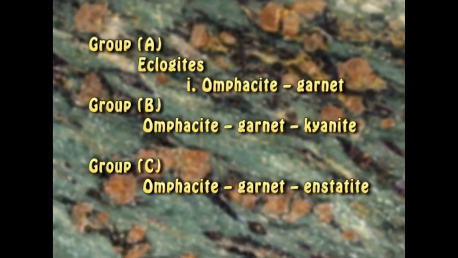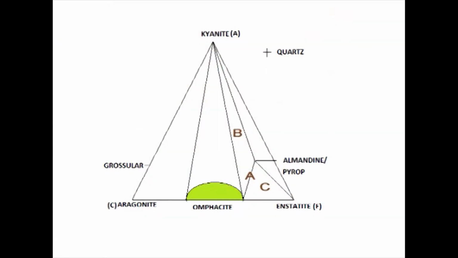Mineral assemblages. On the basis of common assemblages, we can observe three types of eclogites. Group A eclogites contain omphacite and garnet. Group B contain omphacite, garnet, kyanite, and group C contain omphacite, garnet, enstatite. If you see the triangular ACF diagram on the screen, we can observe all three categories, group A, B and C, on the basis of different tie lines, that is omphacite-garnet, omphacite-garnet-kyanite and omphacite-garnet-enstatite.